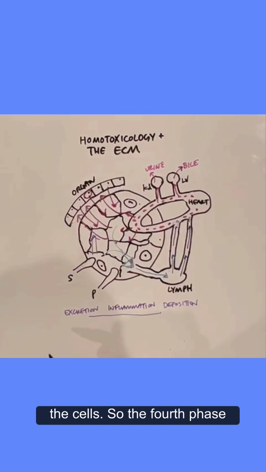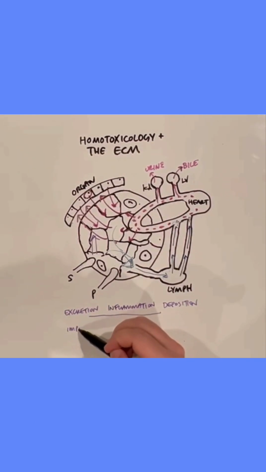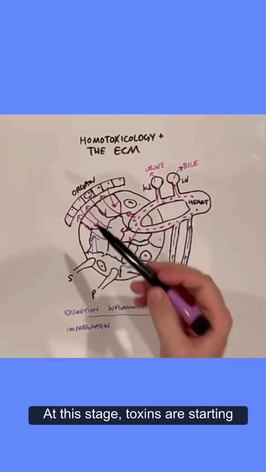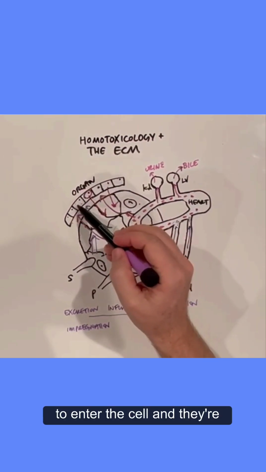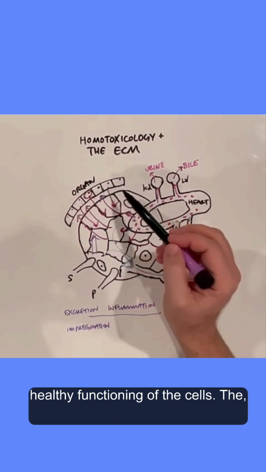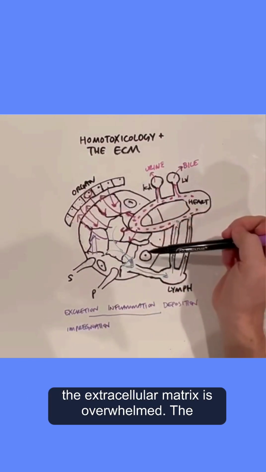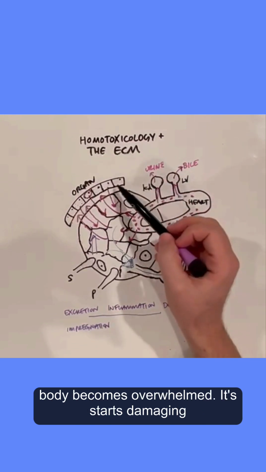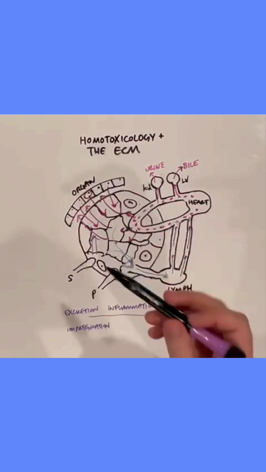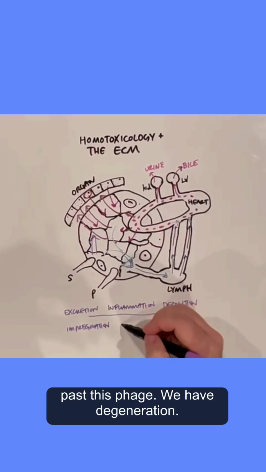So the fourth phase is impregnation. At this stage, toxins are starting to enter the cell, and they're starting to affect enzymatic functioning. They're starting to break down the normal, healthy functioning of the cells. The extracellular matrix is overwhelmed. The body becomes overwhelmed. It starts damaging the normal functioning of organ cells. Past this stage, we have degeneration.